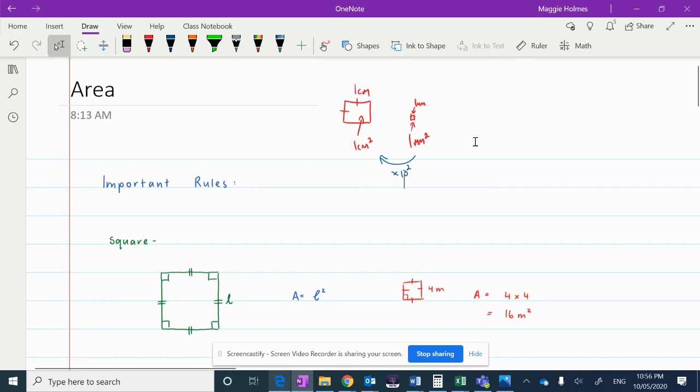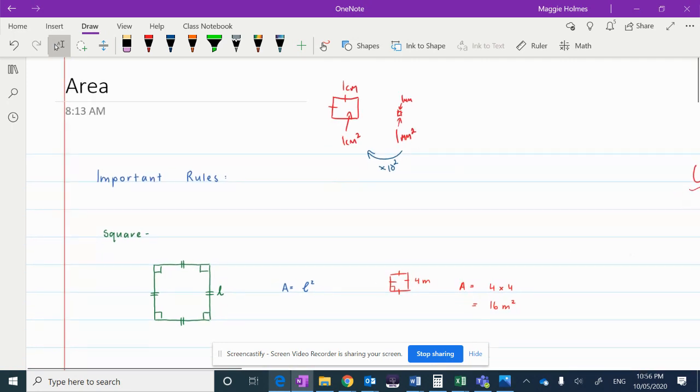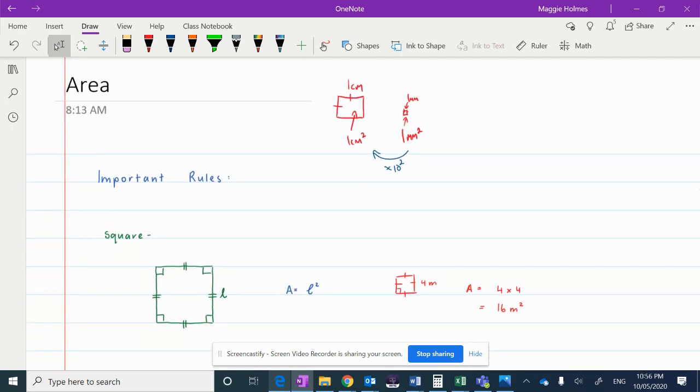Anyway, here are the important rules that we use. We have some examples here already filled in for some common shapes that we have. There's going to be another video with more complicated examples.